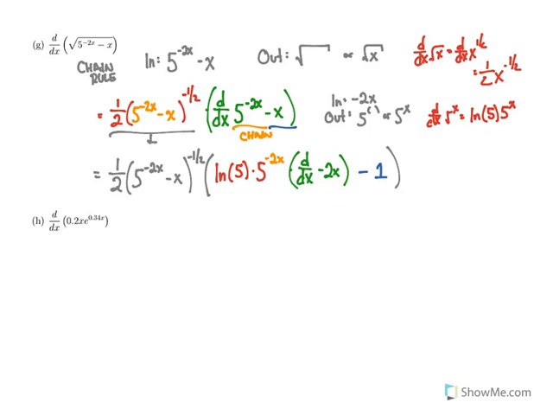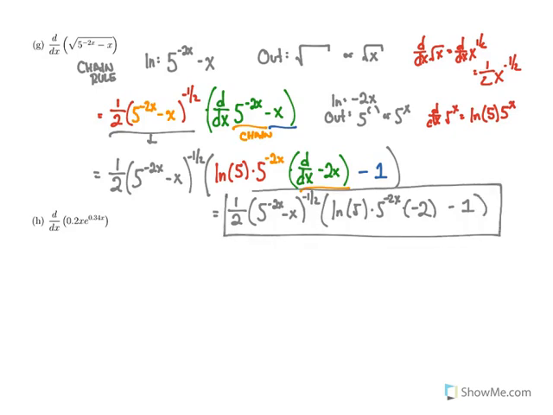So going step by step, now we have one more derivative to do, the derivative of negative 2x. And we'll write down our final answer, 1/2 5 to the negative 2x minus x to the negative 1/2 power times natural log of 5 times 5 to the negative 2x times negative 2, all minus 1. And there's our answer. We're not going to simplify that as it gets kind of gross the more we try to do that.